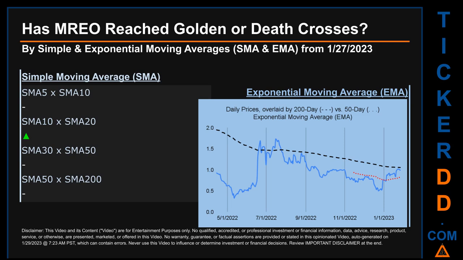Continuing with SMA, we looked across the 5 to 10, the 10 to 20, and the 30 to 50-day ranges to see if golden and death crosses had been reached. We found a golden cross signal for the 10 to 20. We could find neither a golden cross nor a death cross signal for the 5 to 10, the 30 to 50, the 50 to 200.